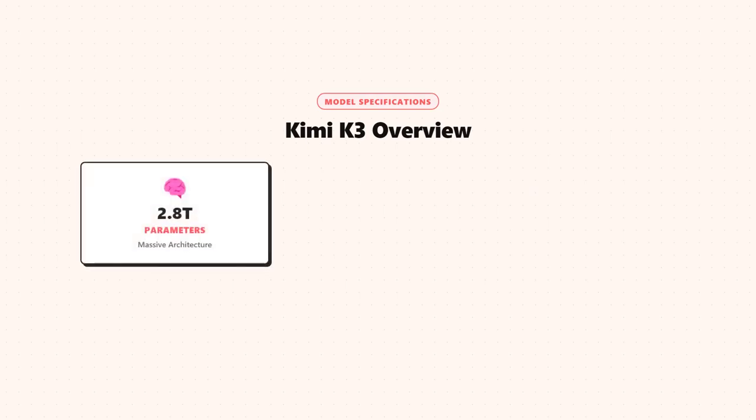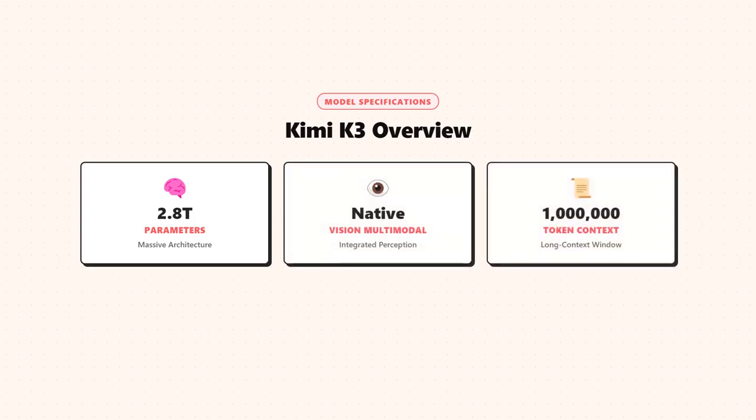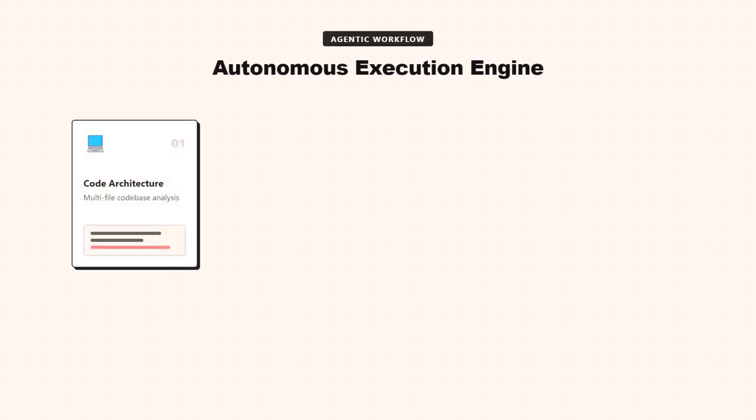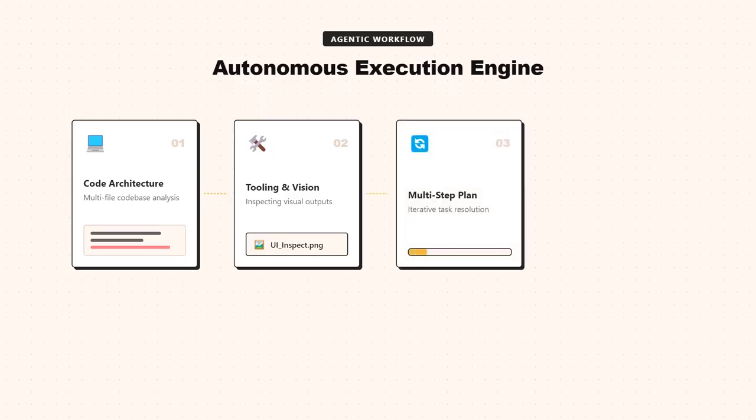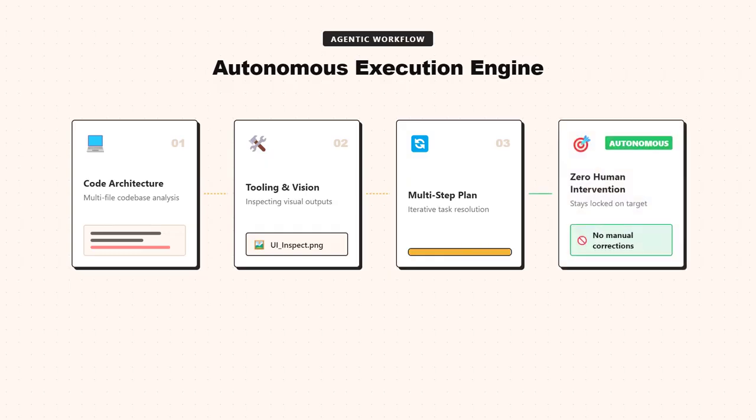Kimi K3 is a 2.8 trillion parameter model with native vision and a context window advertised at up to 1 million tokens. It's designed for more than simple chat. The focus is long-running work, coding across a large project, using tools, inspecting screenshots, working through many steps, and staying on the task without needing someone to correct it every few minutes. That already makes it interesting.